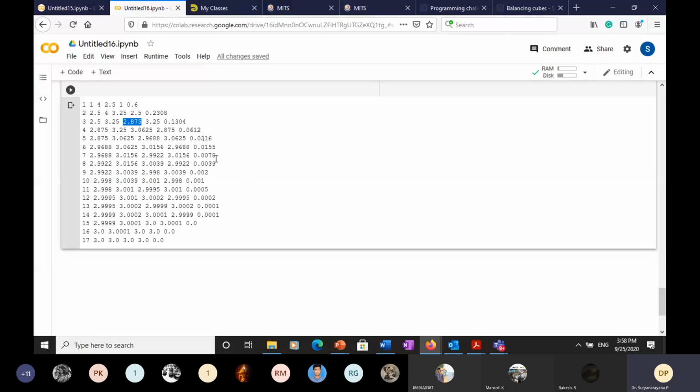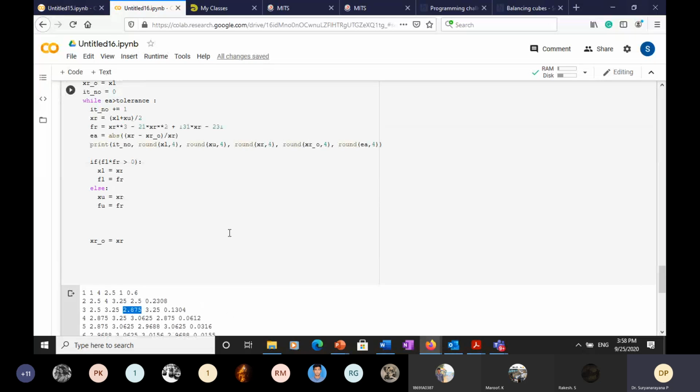So likewise, the error reduced, and eventually we got the root as 3, which is the correct root, right? I told you that the root was 3. 3 was one of the roots here. Any questions here?